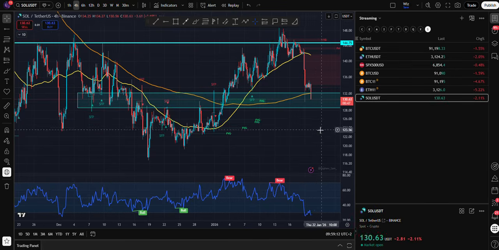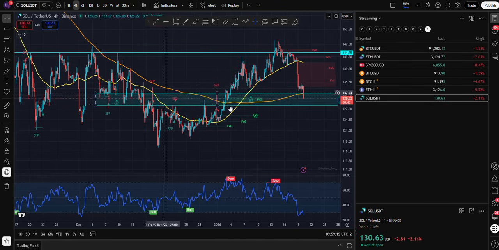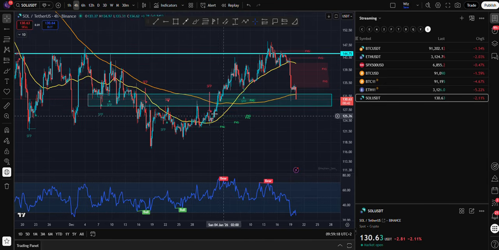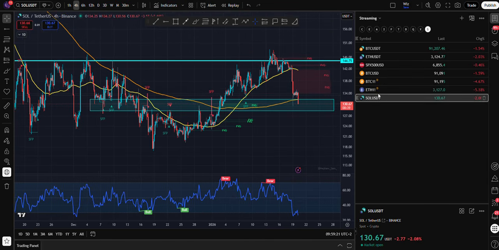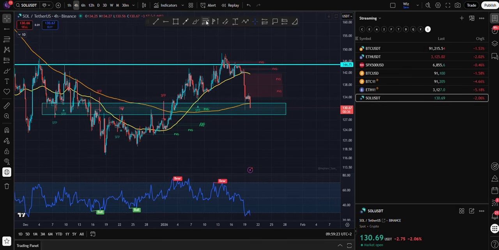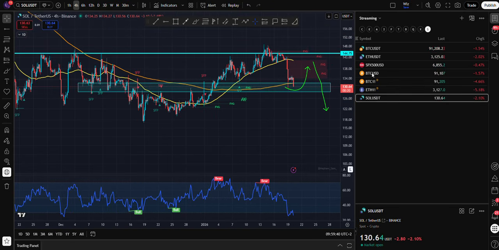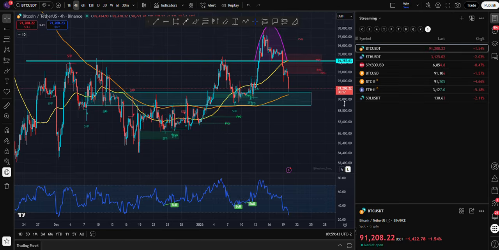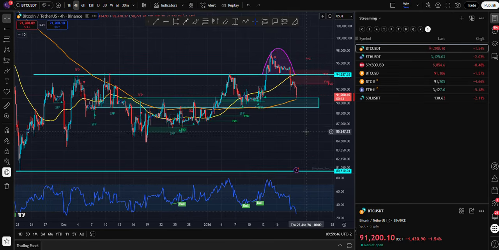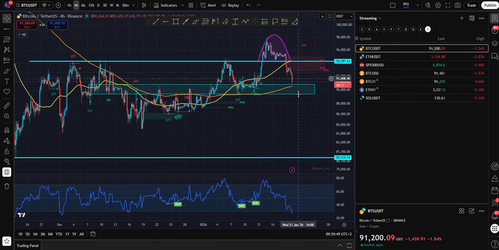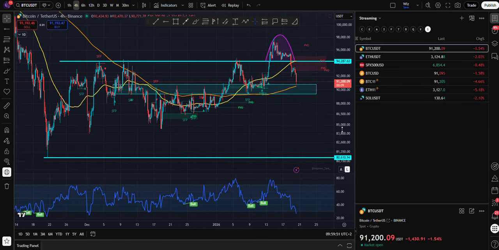Maybe I can cover Solana also. Solana is also on a horizontal support here. If we get a relief on Bitcoin, then I'm also looking for something like this on Solana. I don't know exactly where it's going to go. Maybe 138 or even 140, and then down to range lows again. So here's the plan for today. Short-term relief, hopefully before we get the massive downside to the range lows.